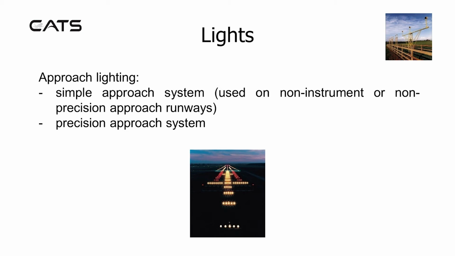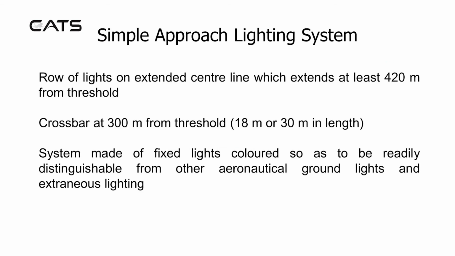Approach lighting. A simple approach system used on non-instrument or non-precision runways. And precision approach system. The simple approach lighting system is a row of lights on an extended centerline which extends at least 420 meters from the threshold. There's a crossbar at 300 meters from the threshold, 18 or 30 meters in length. The system is made of fixed lights, coloured so as to be readily distinguishable from other aeronautical ground lights and extraneous lighting.